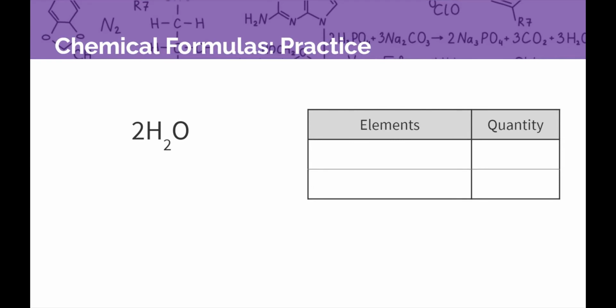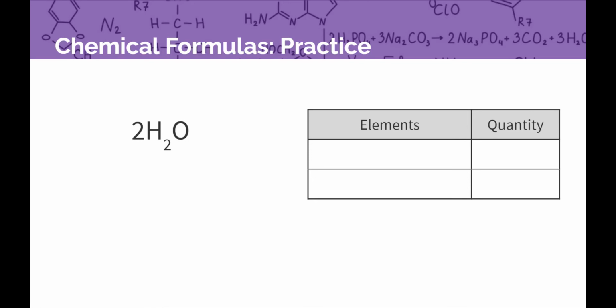So today in your practice, you are going to be given a chemical formula like this one. You will need to identify the elements using the periodic table, and you will need to identify the quantity of each. So I will show you how to do that with a few examples. In this example, we have 2H2O.